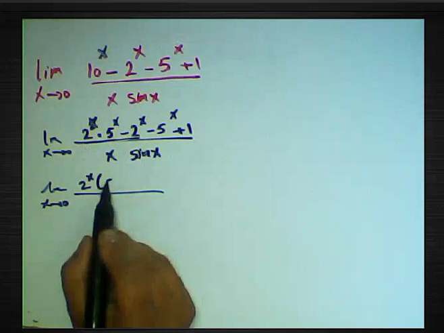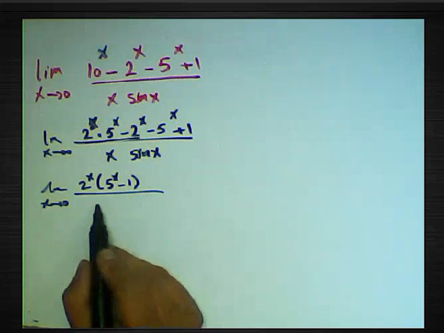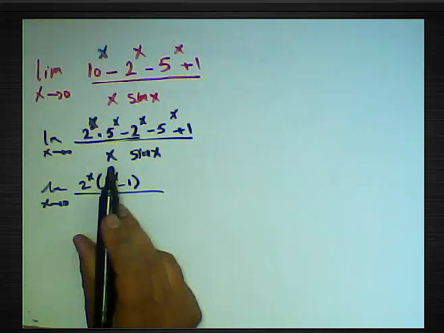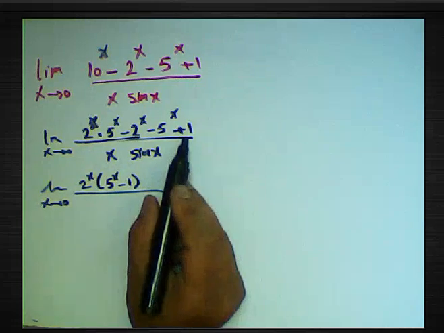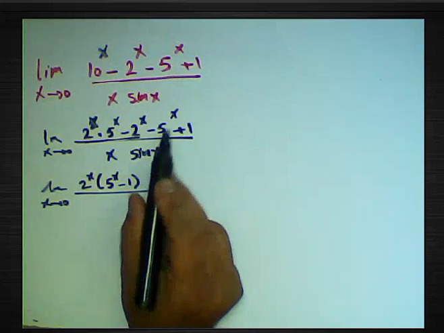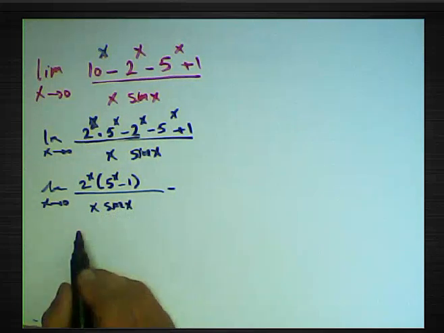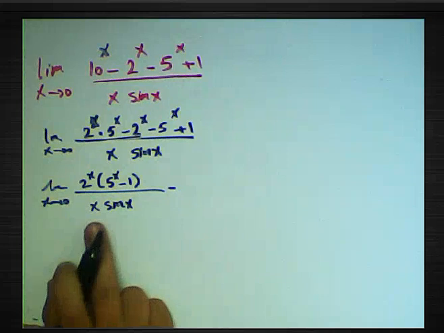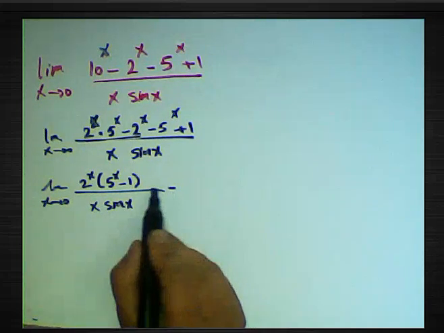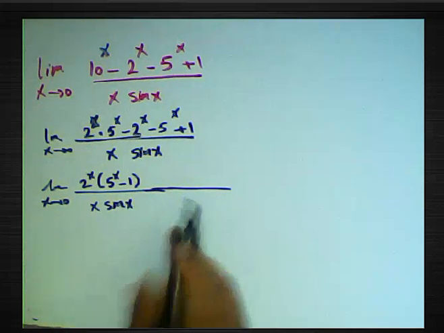Write 2 power x as the coefficient between two terms. The result will be 5 power x subtract by 1, over what? Over x sine x. And we have a second function here, negative 5 power x, and I will write x sine x here. Okay, I will complete the total, and in the next step we can write x and sine x here.